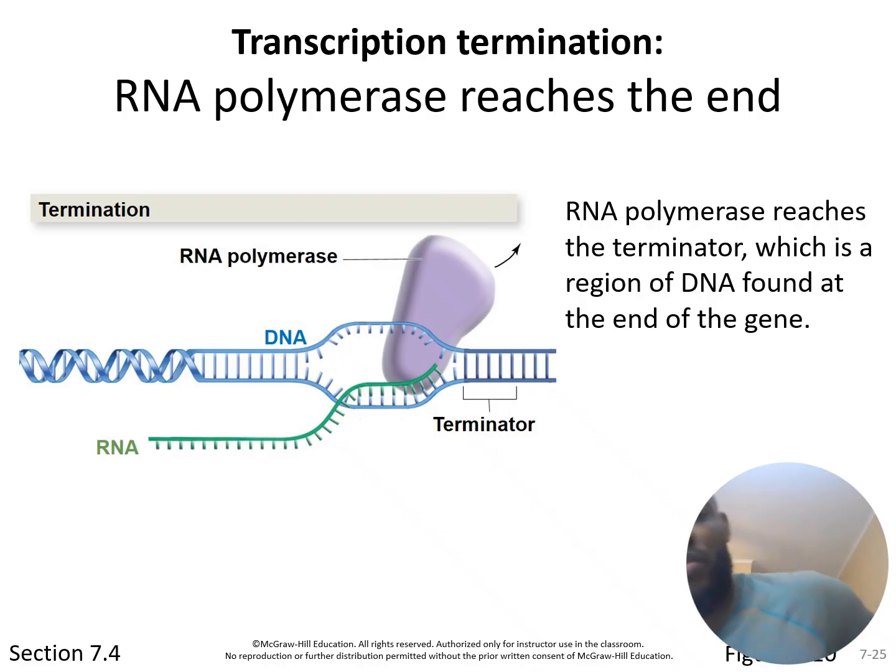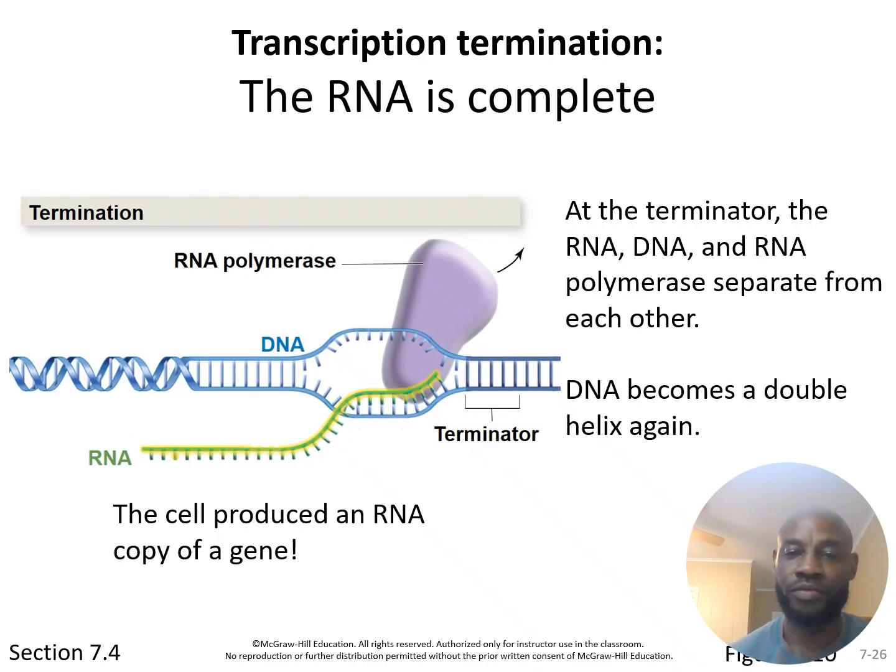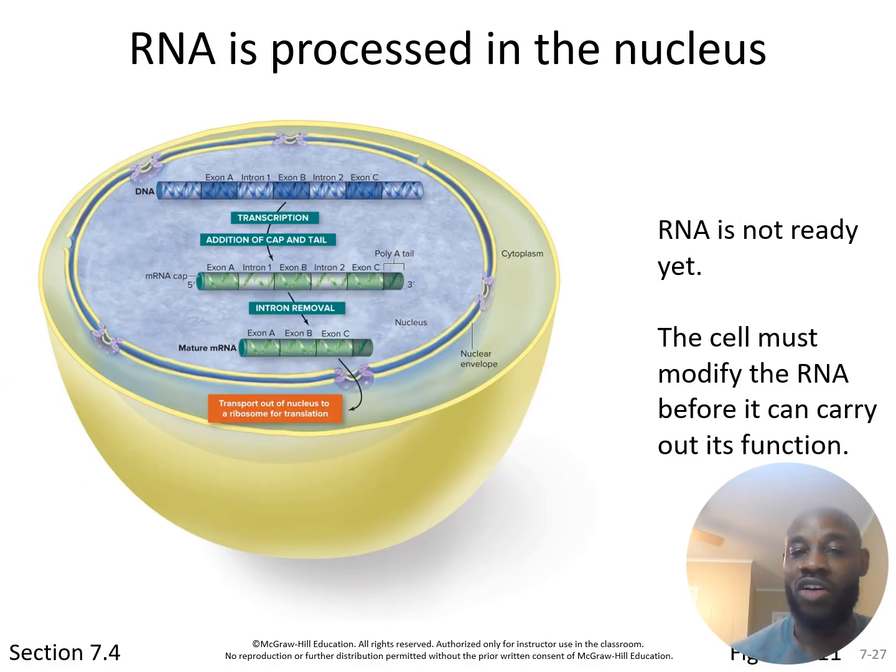The RNA polymerase reaches the terminator, the end, which is found at the end of the gene. So we've copied the section of DNA that corresponds to the gene. At the terminator, the RNA, DNA, and RNA polymerase separate from each other, and the DNA becomes a double helix again. The DNA goes back to being normal DNA, but now we have a section called RNA. It's not ready yet. The cell must modify the RNA before it can carry out its function.